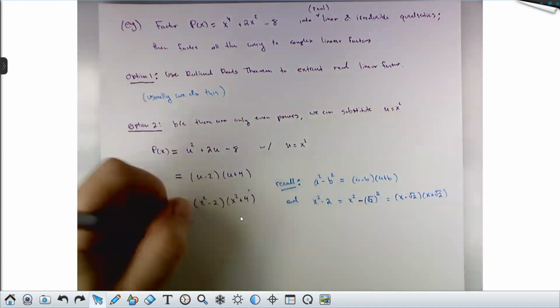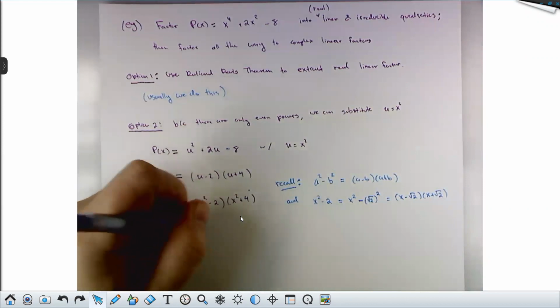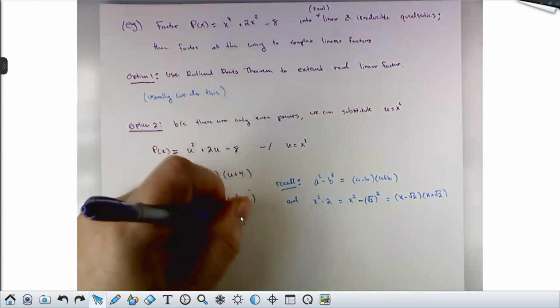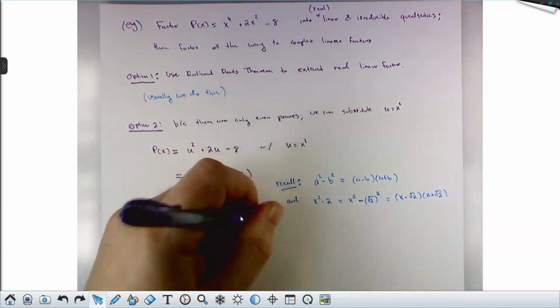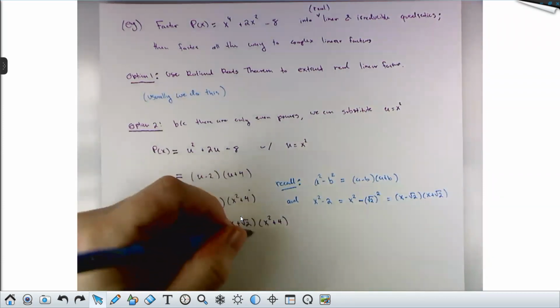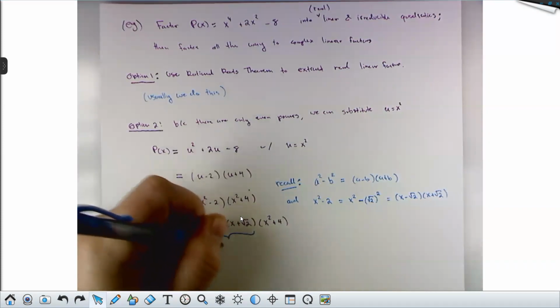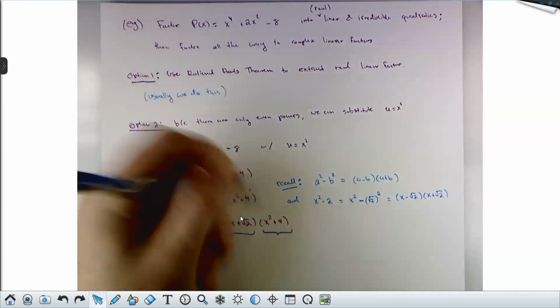So using the quadratic formula or that difference of squares trick on the first piece, I get x minus root 2 times x plus root 2. And then the other piece I'll just leave as x squared plus 4. These are my real linear factors. And this is my irreducible quadratic factor.